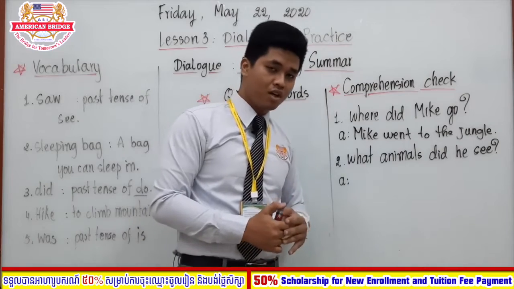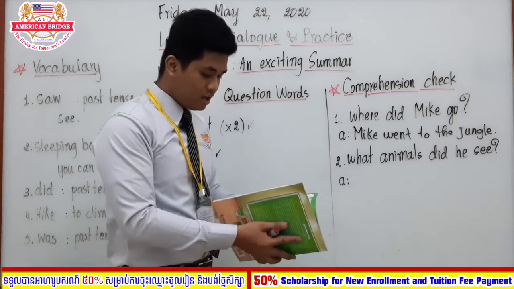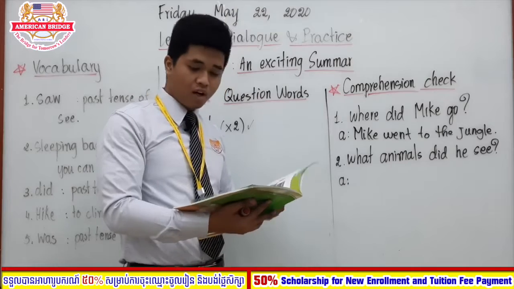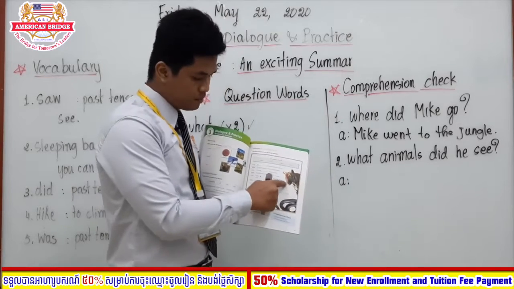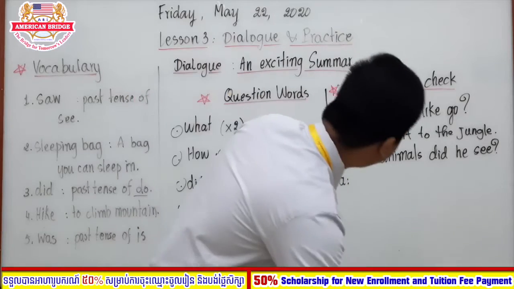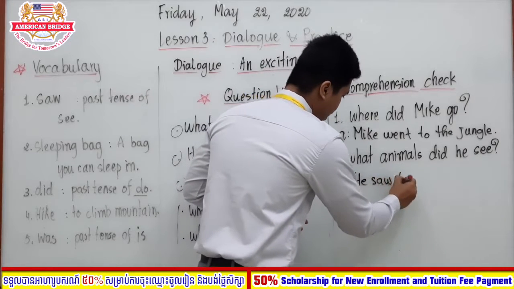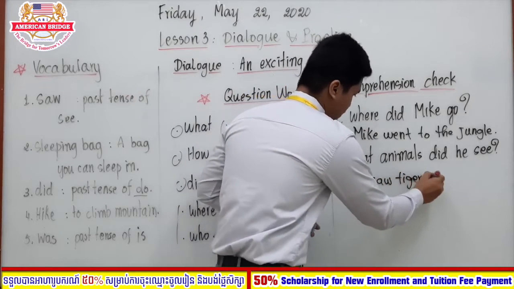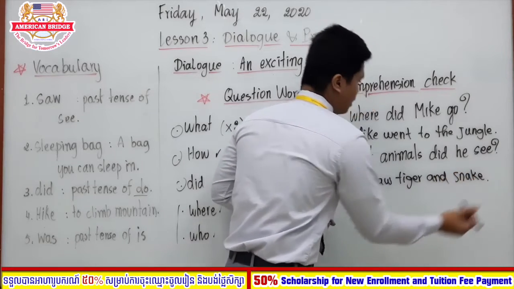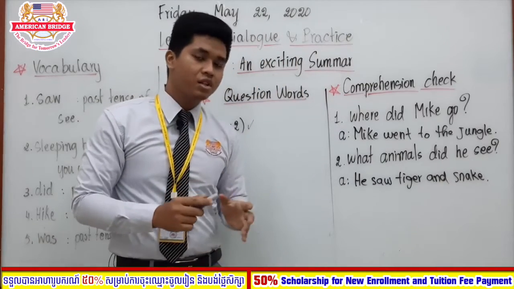So what animals? And in your book, if you look at the picture, you can see there are 2 animals. And can you tell me what are those 2 animals here? This one and this one. Very good. He saw tiger and snake. So I hope you understand the conversation.